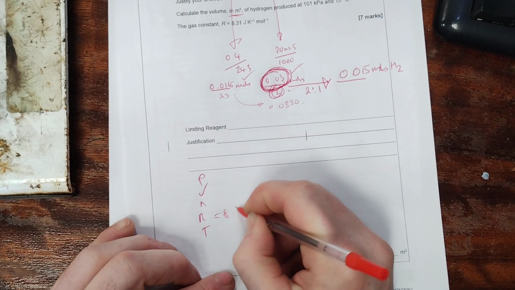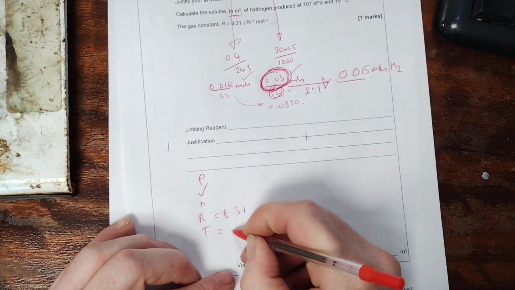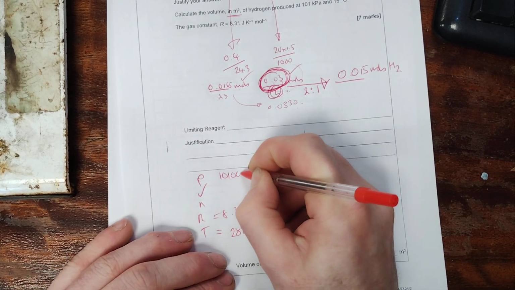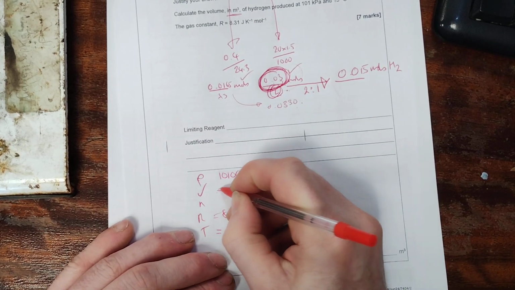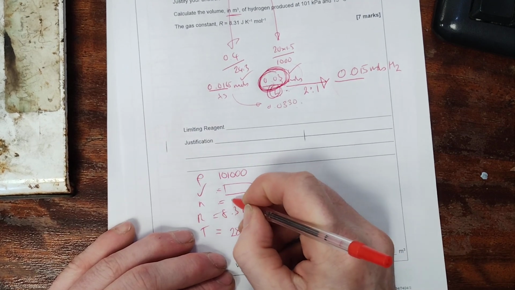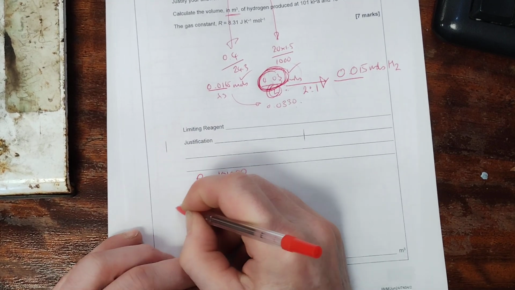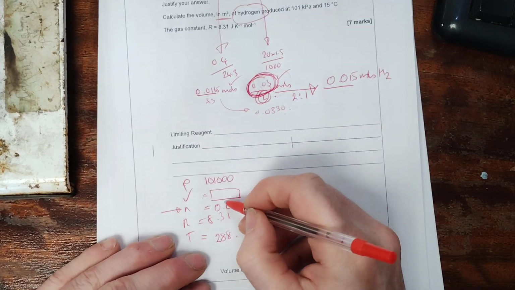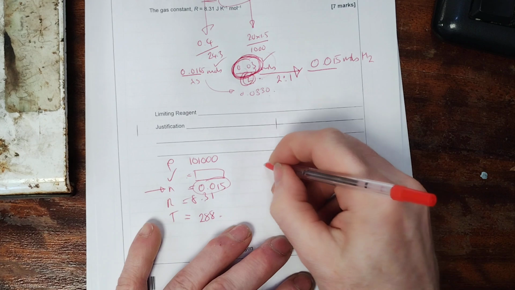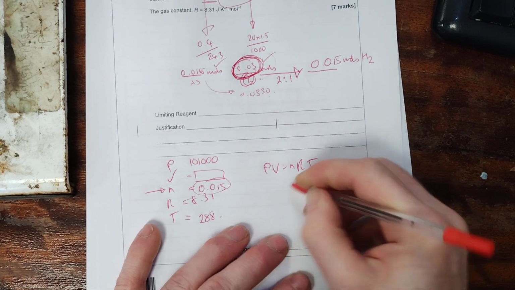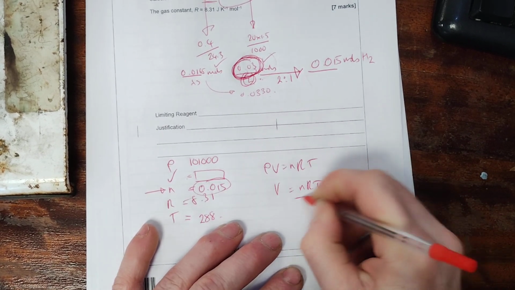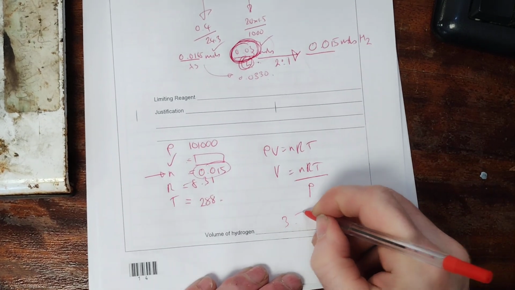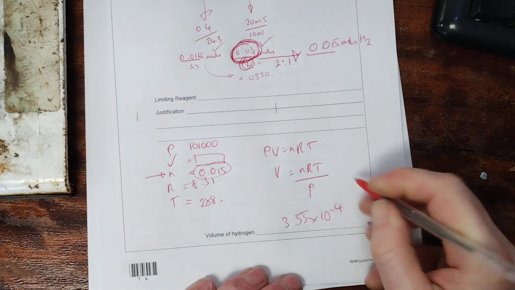Okay, so I'm going to do PV equals nRT. R equals 8.31. Temperature is 288. That was a good conversion. Pressure is 101,000. Volume is what we're trying to work out, the volume of hydrogen. Moles of hydrogen equals 0.015. That was the common mistake. We're working out the volume of hydrogen produced, which means we have to put in the moles of hydrogen produced. PV equals nRT, so V equals nRT divided by P. Plug all the numbers in, you get 3.55 times 10 to the minus 4.